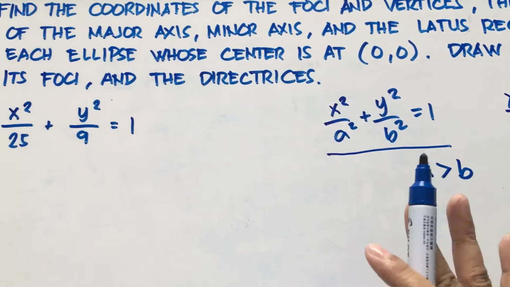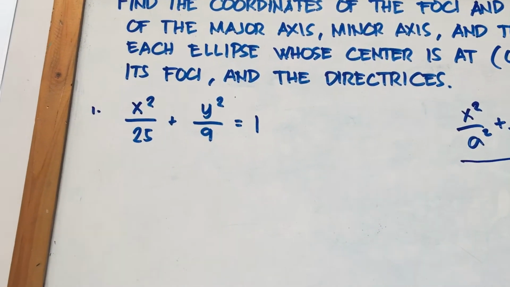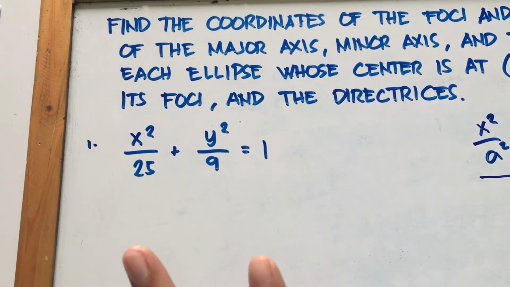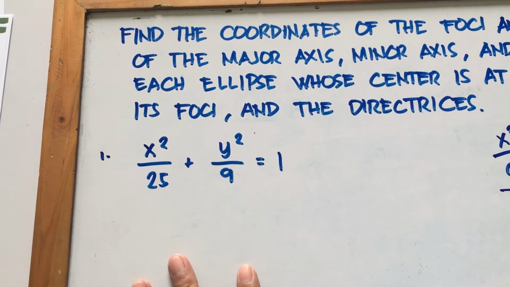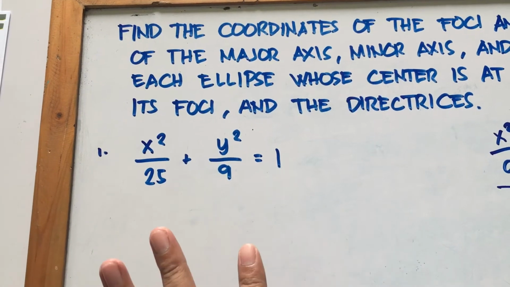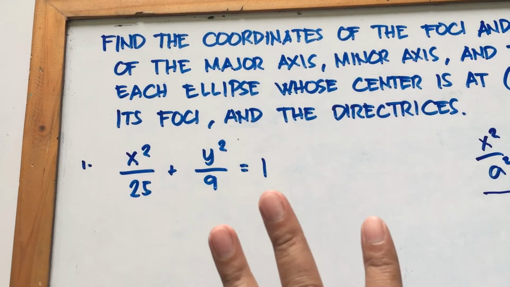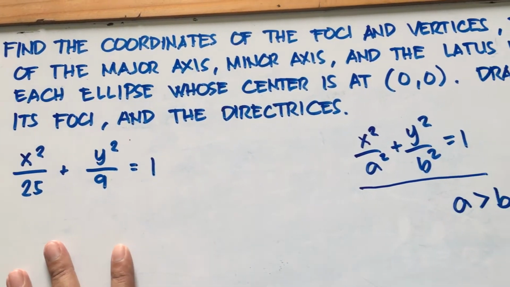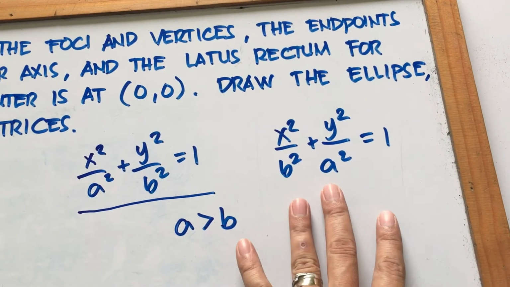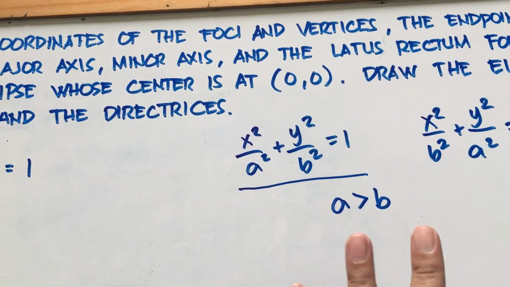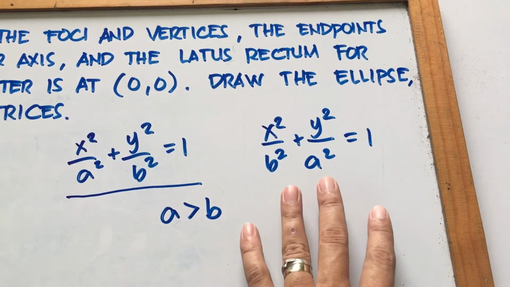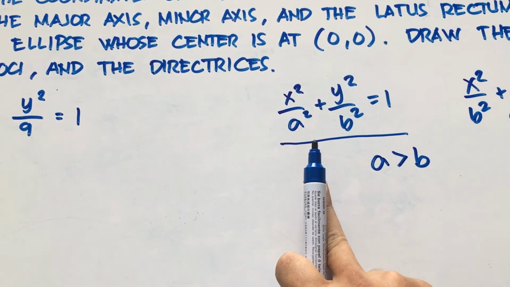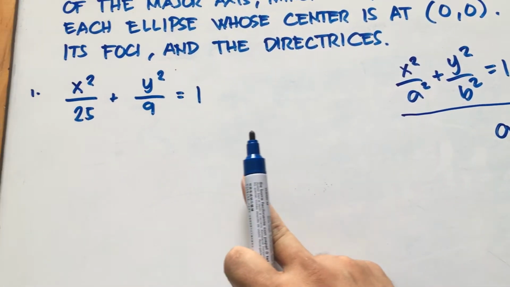Again, I will repeat that a should always be greater than b, which means whichever number is greater will always be the value of your a squared, while the lesser number is the value of your b squared. So just be careful. Later on I will also give you another problem wherein we need to use the other kind of formula. But at this time, we will use this formula to solve our problem.